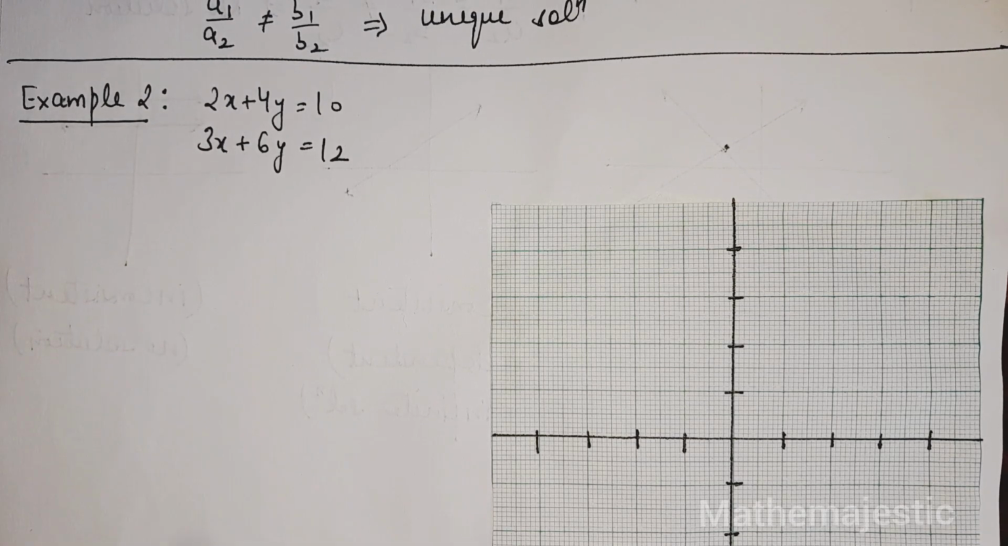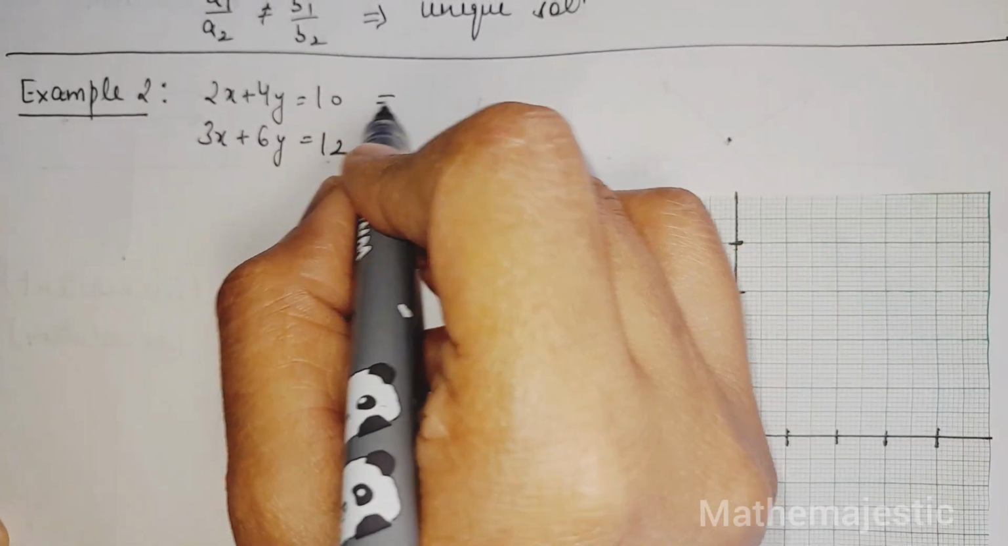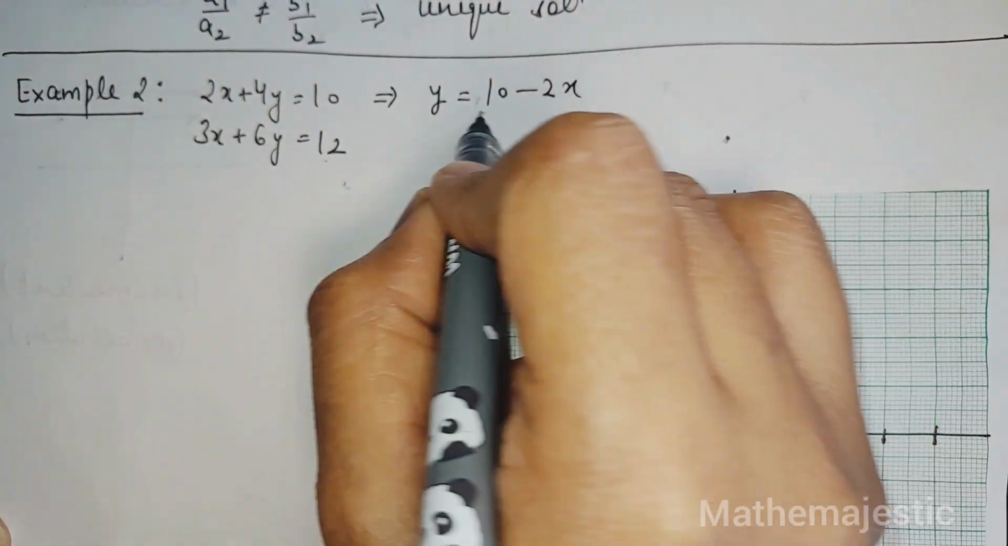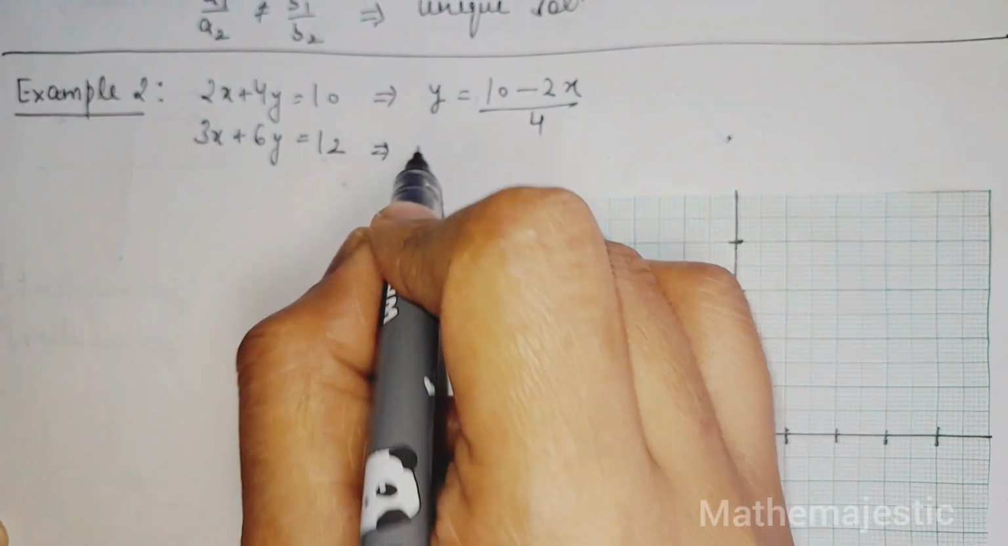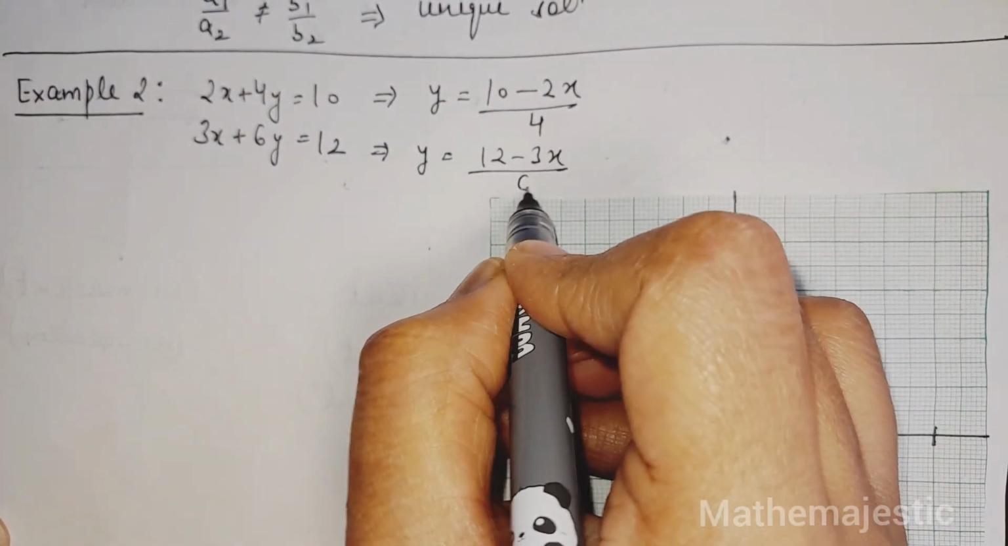First we will simplify these equations. 2x plus 4y equals 10, so if you simplify this for y, you get y equals 10 minus 2x by 4. And if you simplify the second for y, you will get 12 minus 3x by 6.